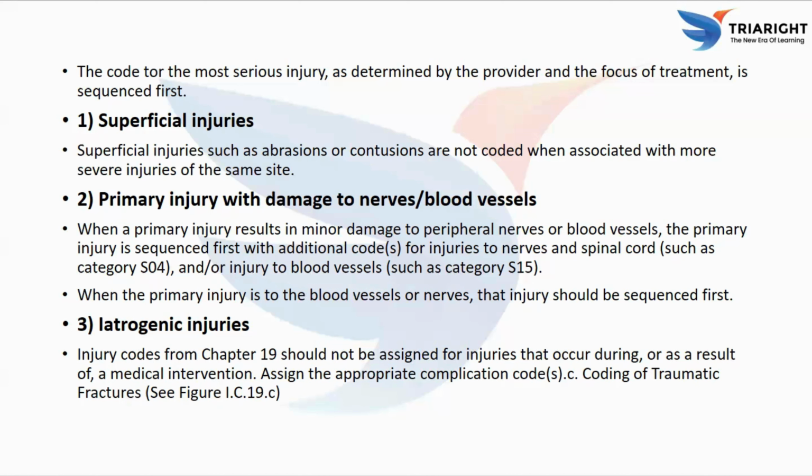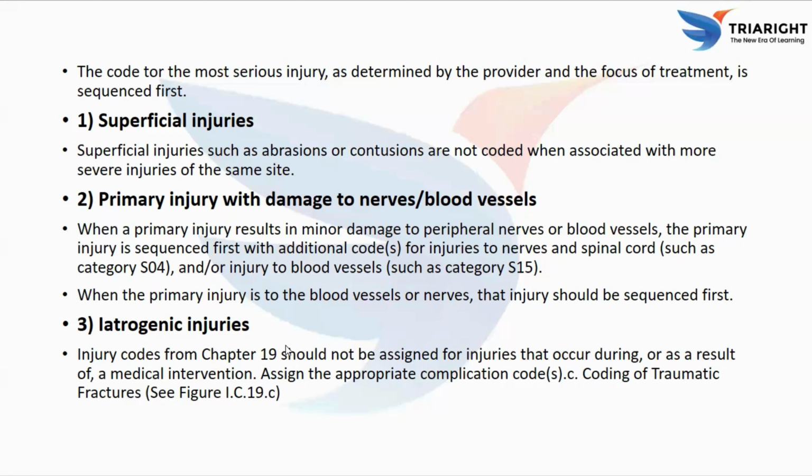Here is an example. Fracture of humerus with minor radial nerve injury. So you have to assign the fracture code first, followed by the nerve injury code next. So you should never sequence the nerve or blood vessel injury first.